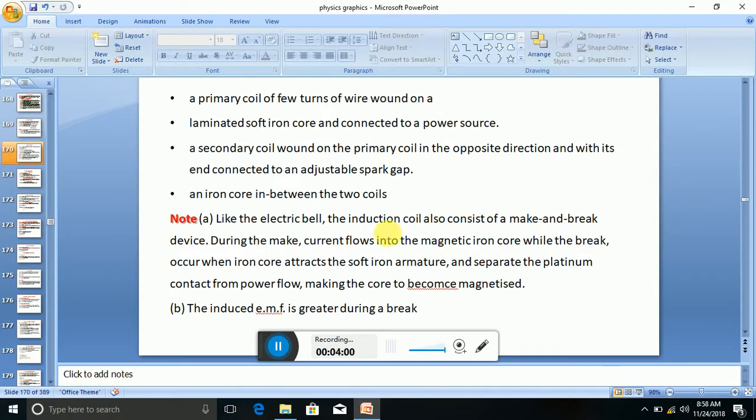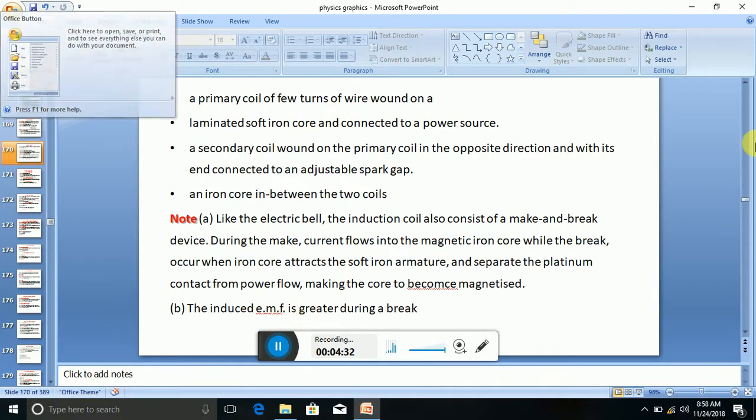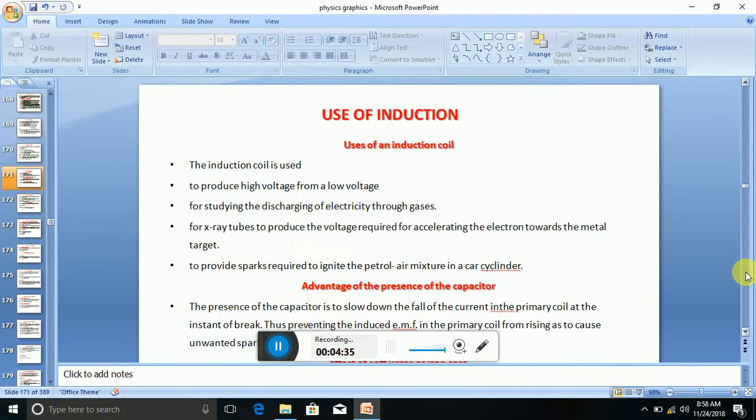Note, like the electric bell, the induction coil also consists of a make and break device. During the make, current flows into the magnetic iron core, while the break occurs when the iron core attracts the soft iron armature and separates the platinum contact from power flow, making the core to become demagnetized. The induced EMF is greater during a break.